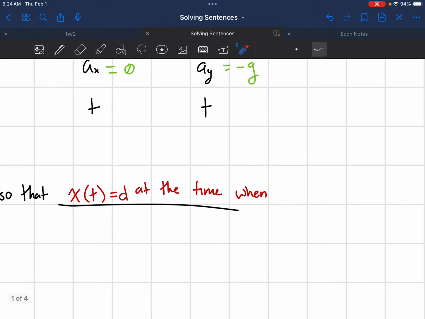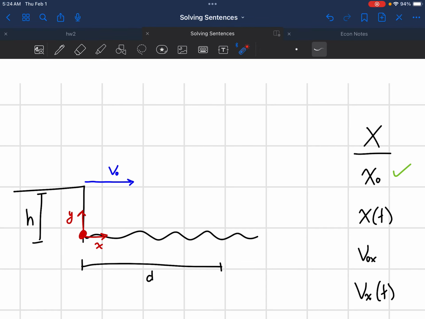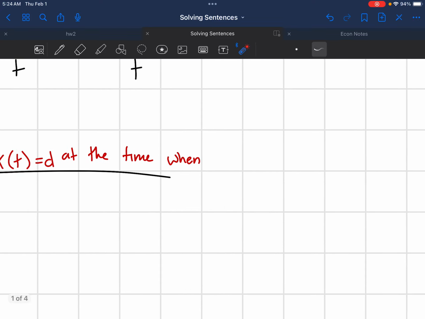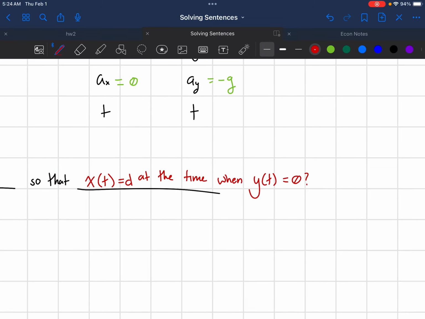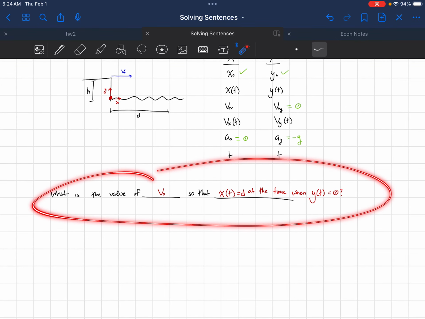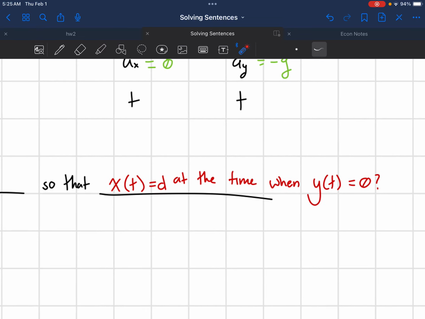So x of t is going to equal d at the time when, right? Now I have to think, how do I know that Teddy has landed? Well, when he hits the surface of the water, so when y of t is 0. Baked into this sentence structure is a little help with how we're going to solve this problem. I want to set x of t equal to d at the time when y of t is 0.